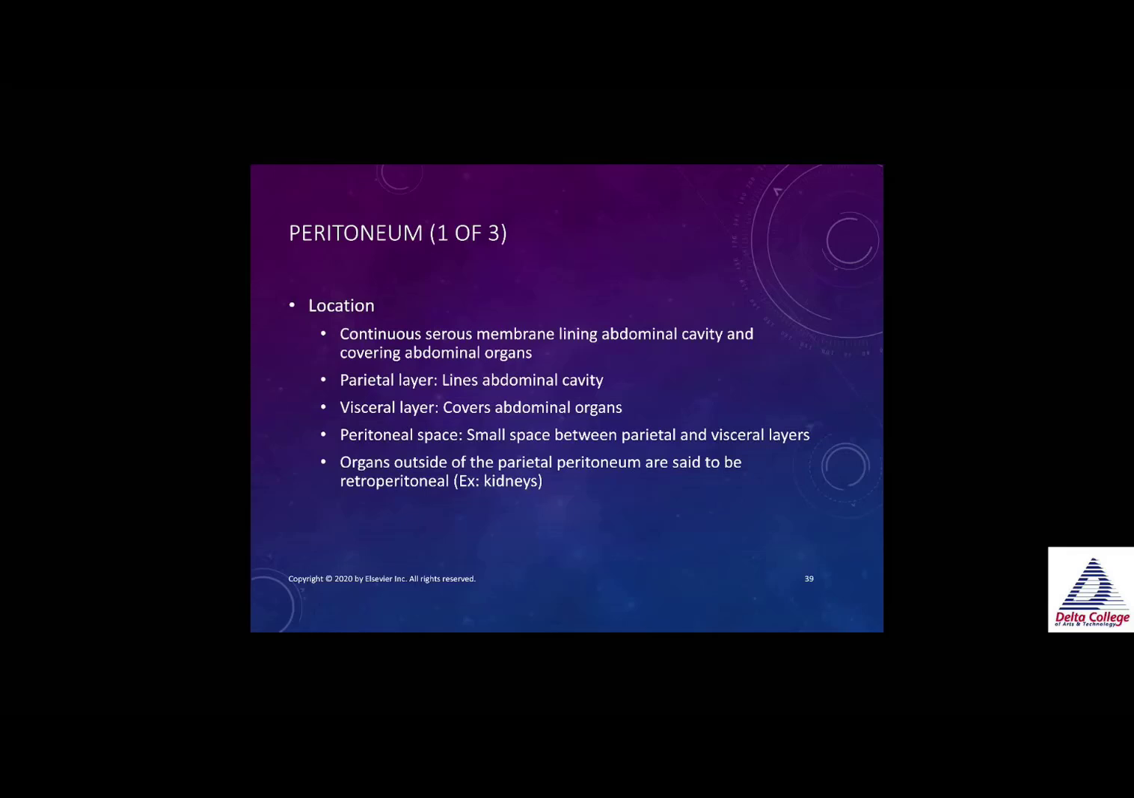Now, the peritoneum is a continuous serous membrane lining the abdominal cavity and covering the abdominal organs. We have the parietal layer, which lines the abdominal cavity, and the visceral layer, which covers the abdominal organs. The peritoneal space is the space between the parietal and visceral layers. Organs that are outside of the parietal peritoneum are said to be retroperitoneal. An example of this would be our kidneys. The kidneys are retroperitoneal.